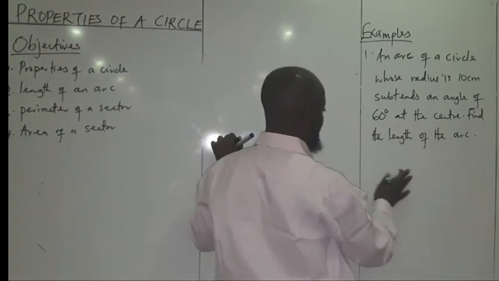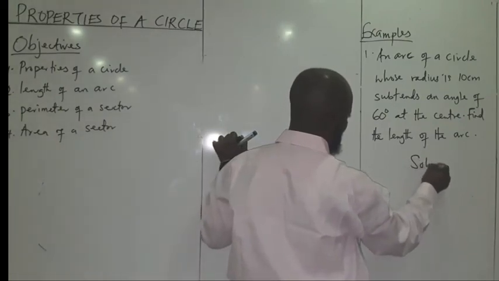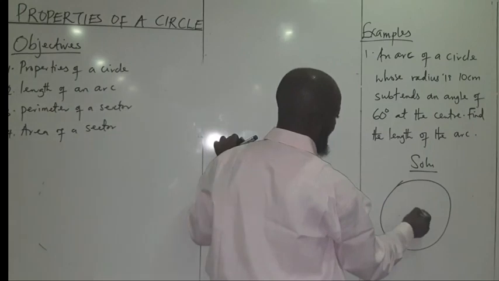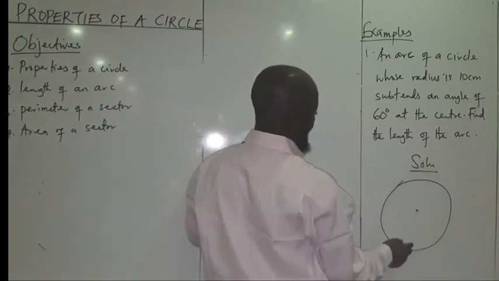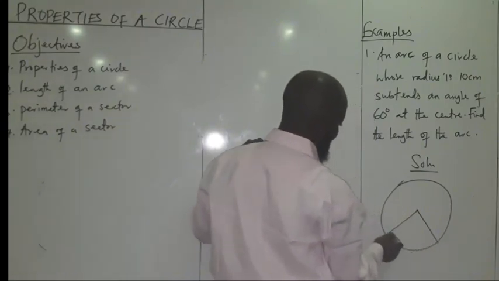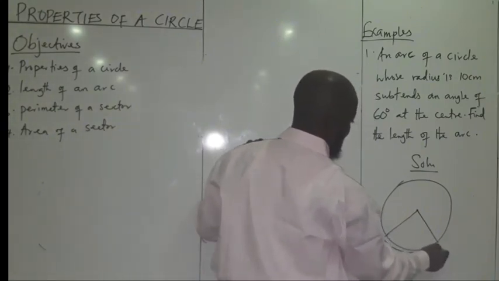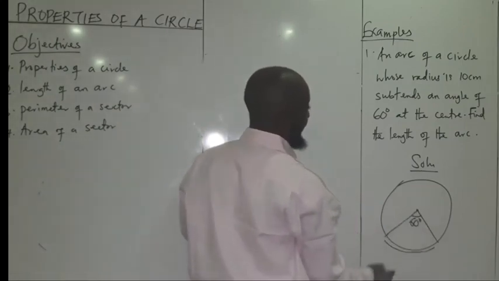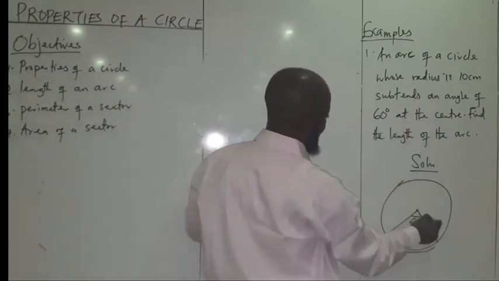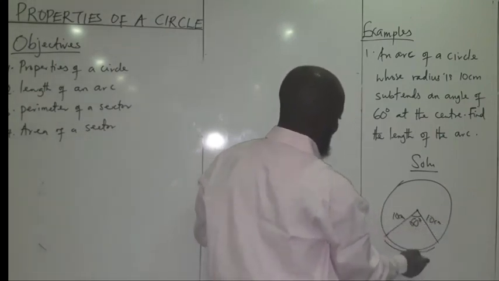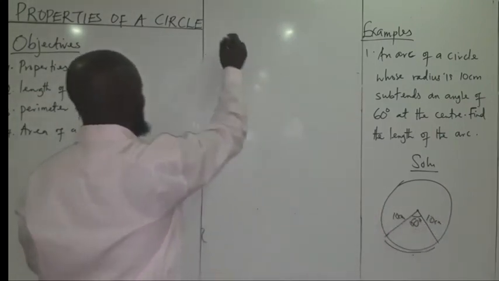So that means if you draw, it's not necessary for you to draw the circle, right? But let me just draw it for explanation purpose. We have a circle. This is the arc here. It subtends an angle of 60 degrees at the center, and the radius is 10 centimeters. So find the length of the arc. So we'll come out to the formula.